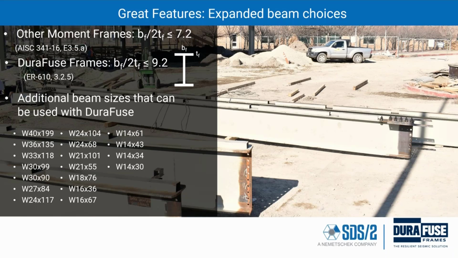Let me talk about a few unique things for DuraFuse frames that make them attractive for engineers and for fabricators. One great feature that is helpful on the engineering side is there are more beam choices that are compatible with DuraFuse frames. Traditional moment frames have to meet stockiness requirements for the beam. The bf over tf ratio is strict for traditional moment frames where you're yielding the beam right here. With DuraFuse frames, since we're able to avoid that yielding and keep it out of the beam, we're pre-qualified for beams with less stocky flanges.